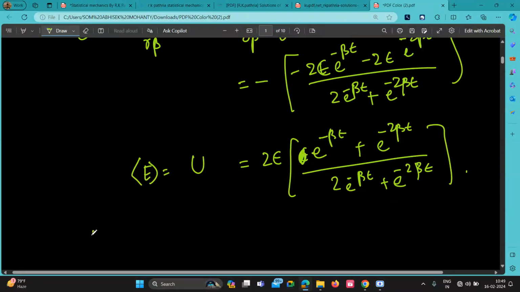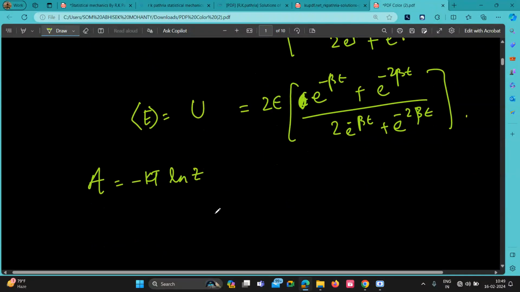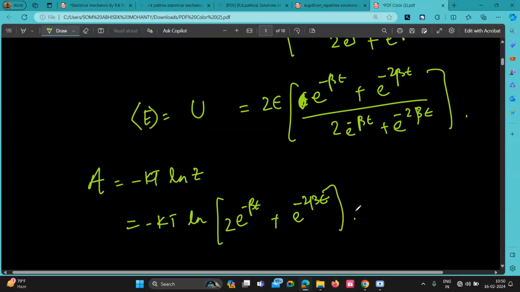Now what is the Helmholtz free energy? A is equal to minus kT ln Z, right? So you can just put it there. Minus kT ln of 2 e to the power minus beta epsilon plus e to the power minus 2 beta epsilon, which is your Z. Okay, this is the Helmholtz free energy.